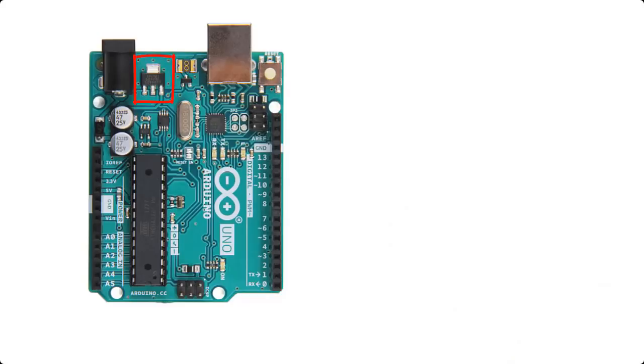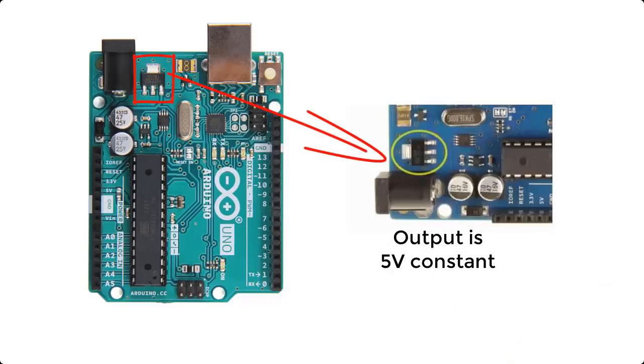For that purpose, a voltage regulator is provided in the board. Through this power port, you can supply 9 to 20 volt. The voltage regulator will regulate it to exact 5 volt, so the board is safe.